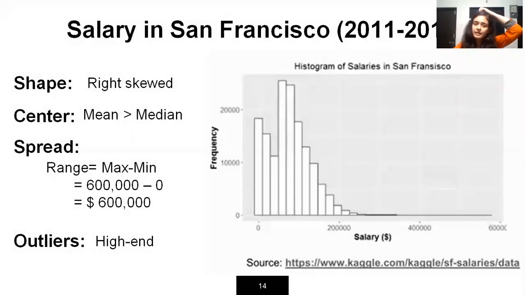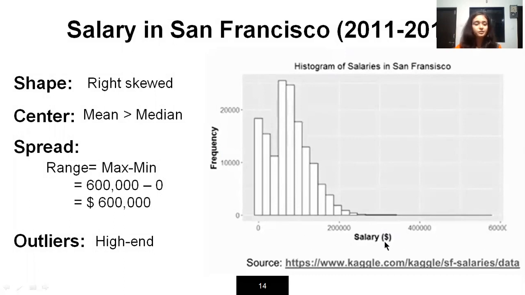Next is the salary in San Francisco. It is the data set from 2011 to 2014. This data set you can find on kaggle.com. From that data set, this histogram is plotted.